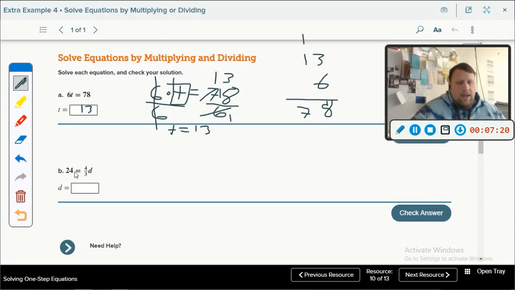All right. How about with this one right here? I'll give you a hint. Think of reciprocal. Ready, set, pause this, take a moment, see if you can solve it. Ready, set, go.